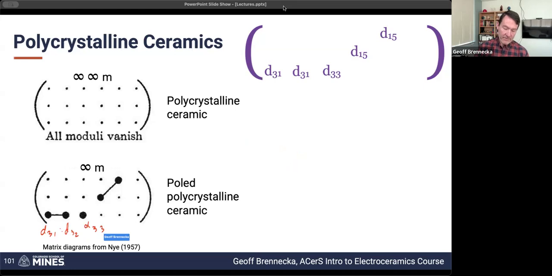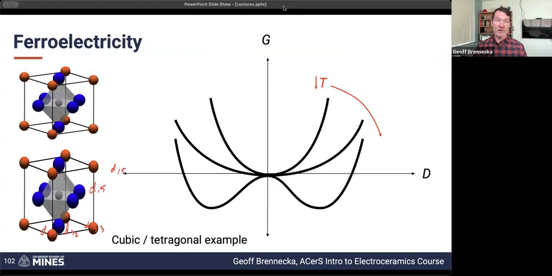And then we have this d15 equals d24 coefficients. And so this requires us to be able to change the symmetry of the material by applying a large enough electric field to actually get some rotation of some sort within the material. And that's where ferroelectricity comes in.